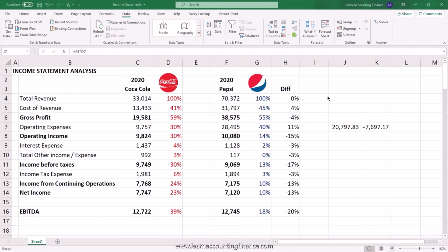Now, this has made me curious. I want to take a look at the balance sheet and cash flow for these two companies as well, because this came as a little bit of a surprise that Pepsi is much larger than Coca-Cola. And I'm also interested to see how different their balance sheet and cash flows look. Are you interested as well?